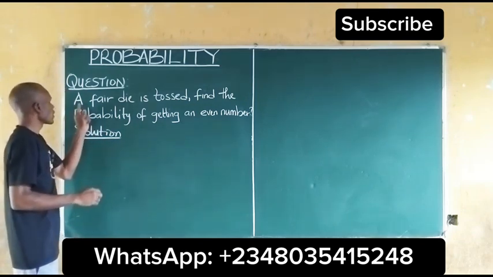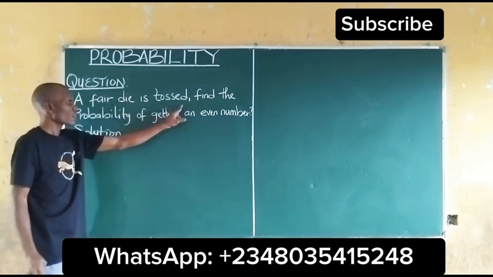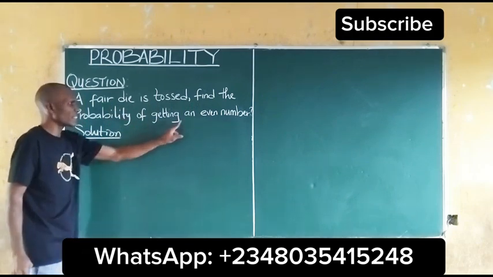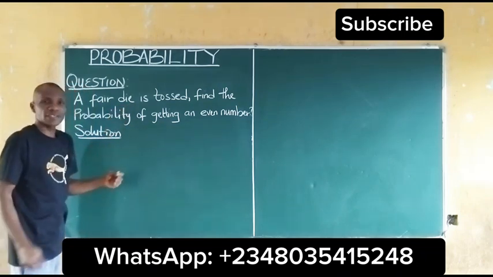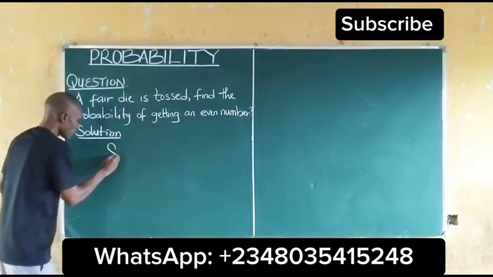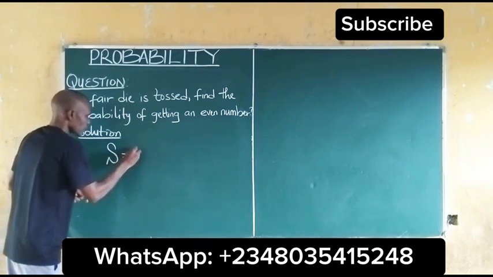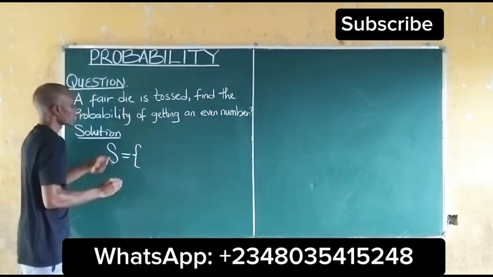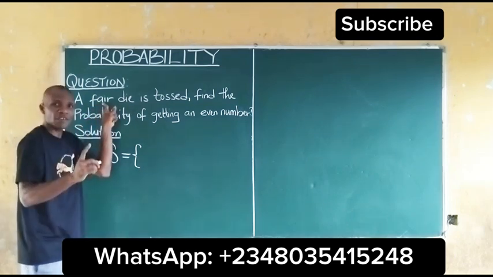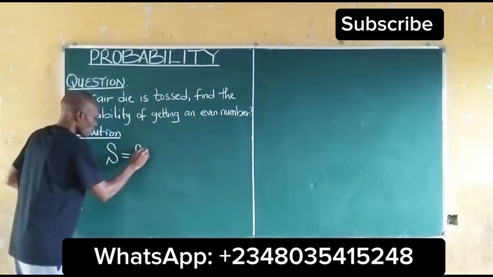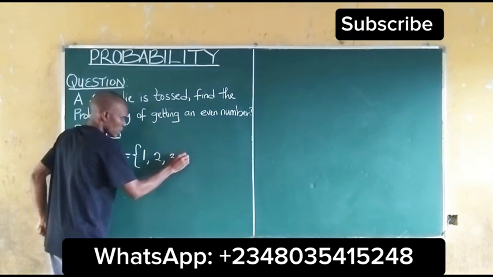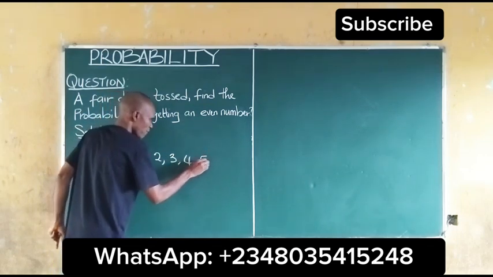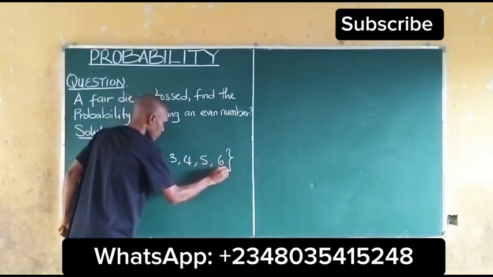We have a question. A fair die is tossed. Find the probability of getting an even number. The first thing to do in this type of problem is to write out the sample space. The sample space for a fair die, if a fair die is tossed, we either get 1 or 2 or 3 or 4 or 5 or 6.